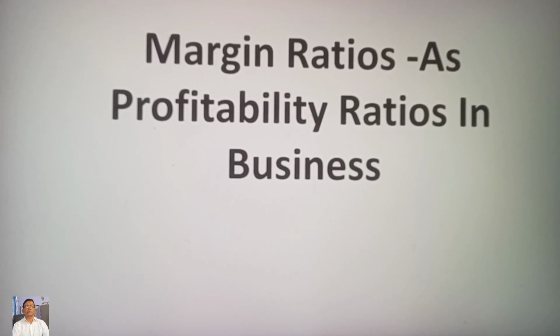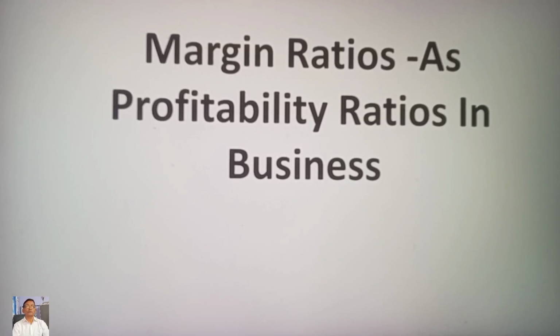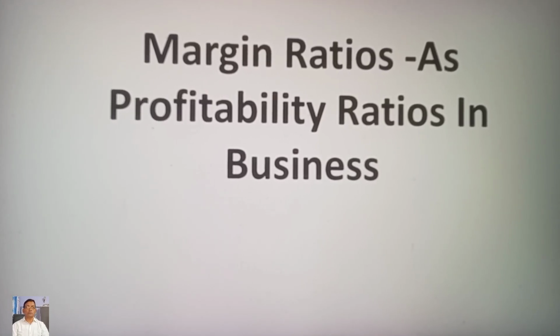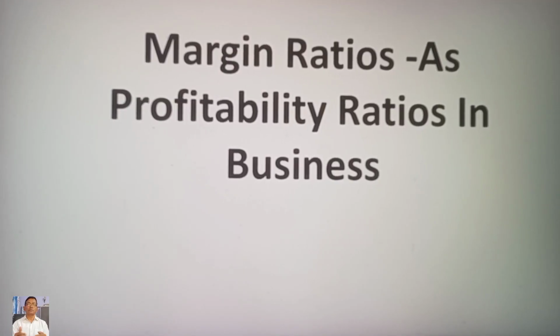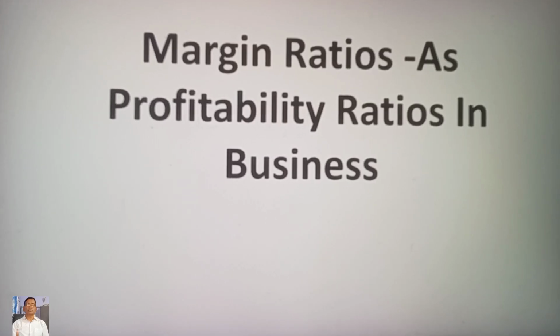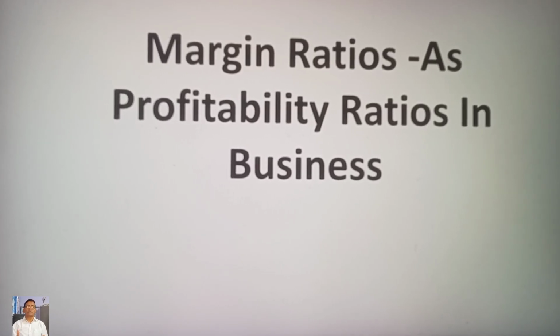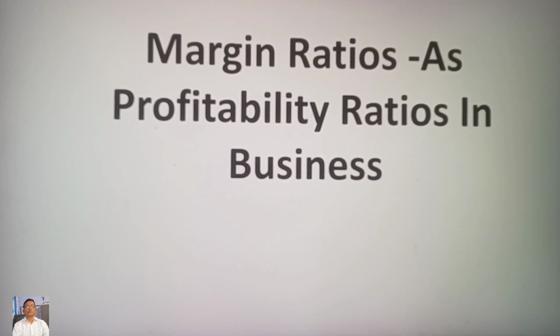We will discuss margin ratios as profitability ratios in business. Two types of profitability ratios are there. First, margin ratios, and second, return ratios. Then we will discuss 7 types of margin ratios like gross profit margin ratio, EBIT margin ratio or operating profit margin ratio, EBITDA margin ratio, net profit margin ratio, cash flow margin ratio, operating expense margin ratio, and PAT margin ratio.